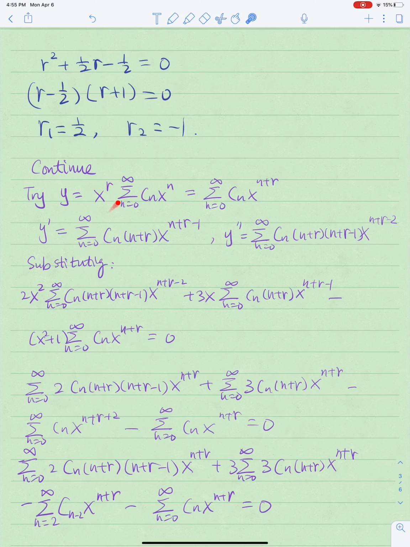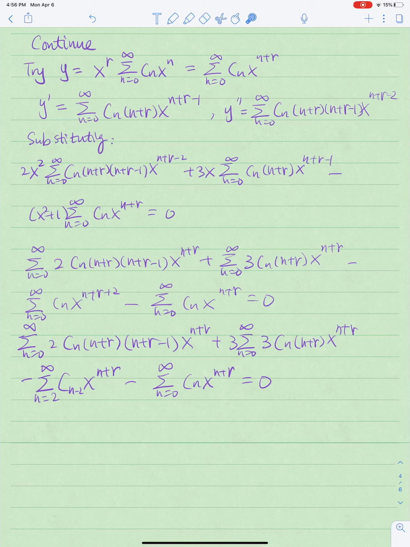So then we distribute x to the R inside, and then we calculate y prime and y double prime. And then we're going to substitute that into our original differential equation without the fractions. So we have 2x squared times y double prime plus 3x times y prime minus (x squared plus 1) times y must equal 0.